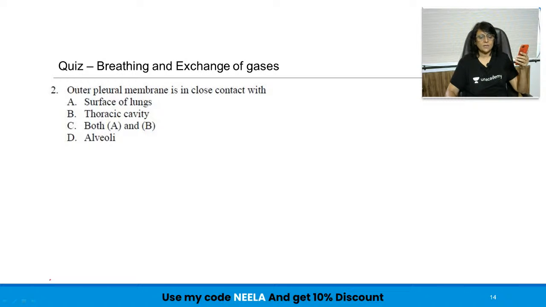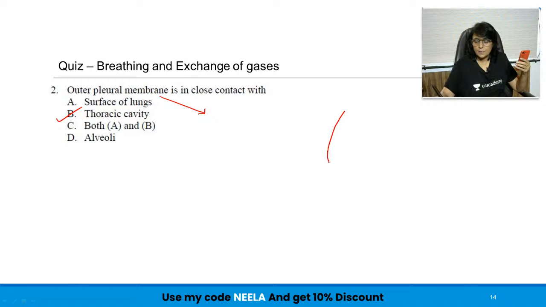Outer pleural membrane is in close contact with. Zara says B, Reena also says B, Anju B, Darshini also B. Okay, now everybody got it correct, it is thoracic cavity. Now you name the membrane also, the outer pleural membrane. Everybody got the answer correct? Oh, Hiren is writing 2. No.